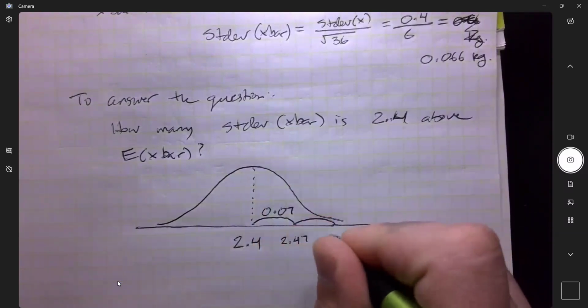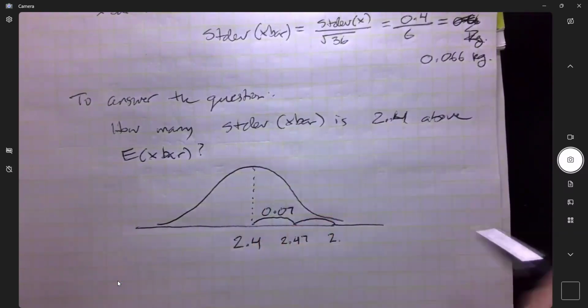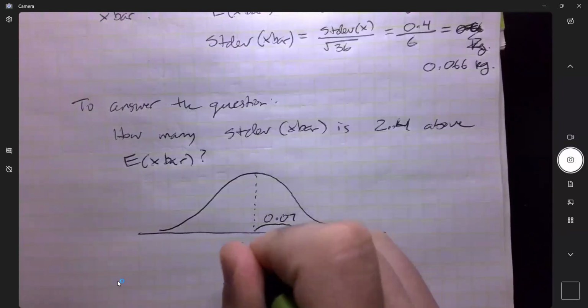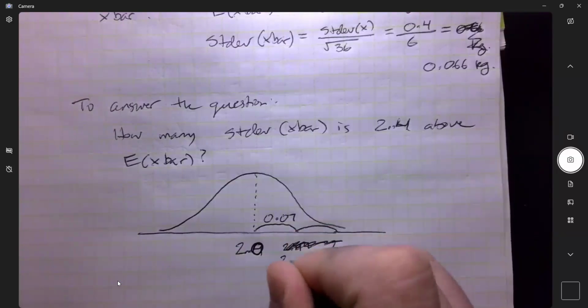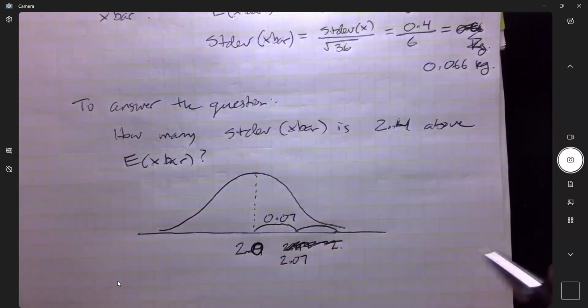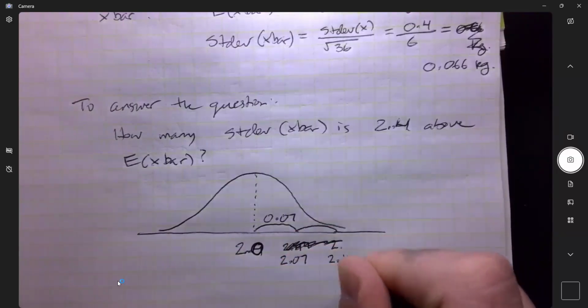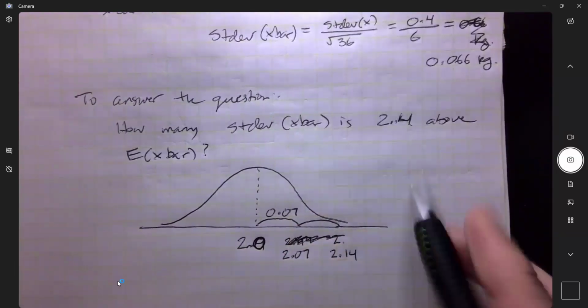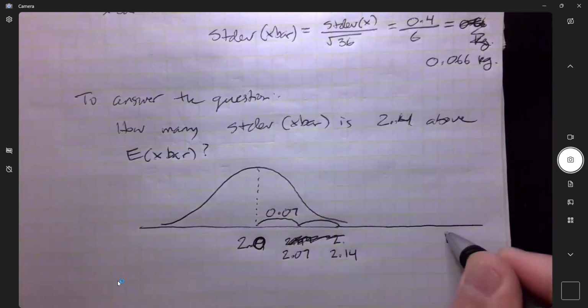Or let's make it simple and say 0.7, which means this one here is 2.47. This one here is 2. Oh, sorry, this should be 2.0 exactly. 2.0 is the center. So 2.07 here, 2.14 kilograms there. And we're talking about 2.4 kilograms. That's way out here.